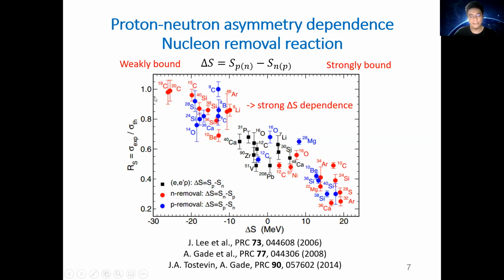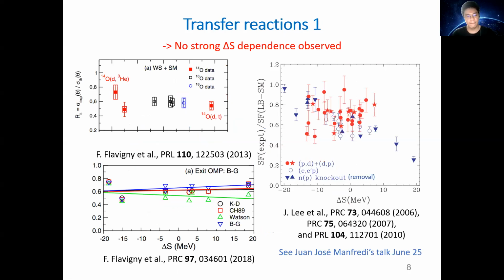What several MSU groups found using nucleon removal reactions is that there is a clearly observed trend, with a very steep slope of the reduction factor as a function of delta S. In other words, we can say that the reduction factor is strongly dependent on delta S. This plot was reanalyzed in 2014, and the data consistently show the steep slope. What is interesting is what happens with transfer reactions.